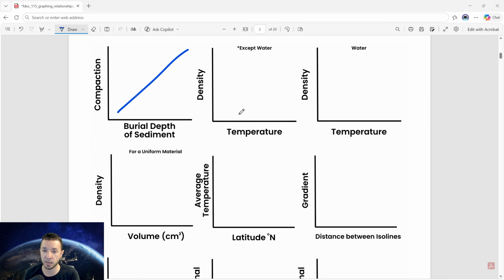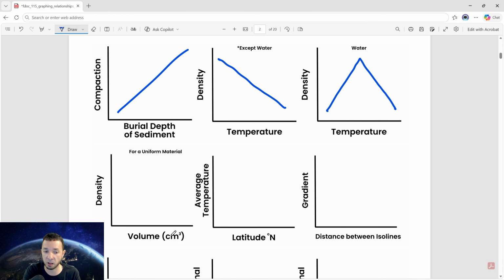Next one is, as temperature increases, what happens to density of the material except water? This one should be inverse. Next one is, as temperature increases, what happens to the density in water? All right, this one's kind of interesting. It's going to be highest when it's in liquid. So it's going to be something like this. The terrible triangle. Let's do a good one. That one's better. Most dense as a liquid.